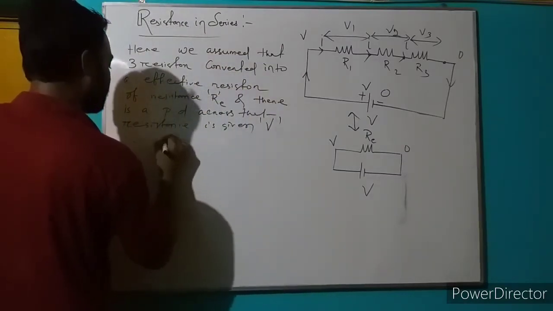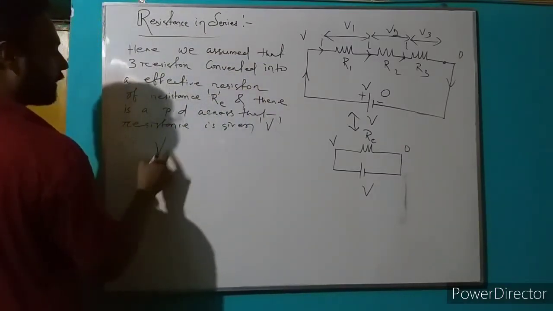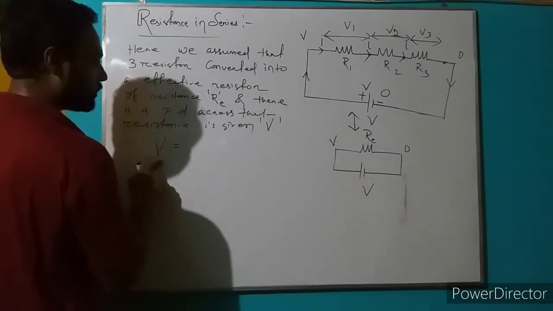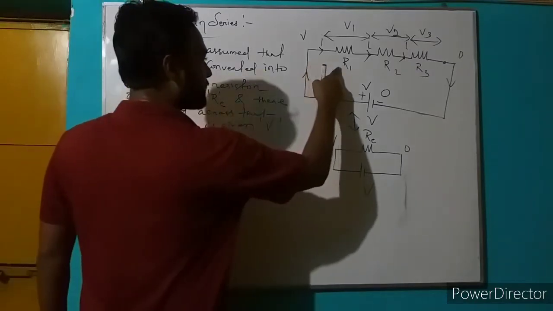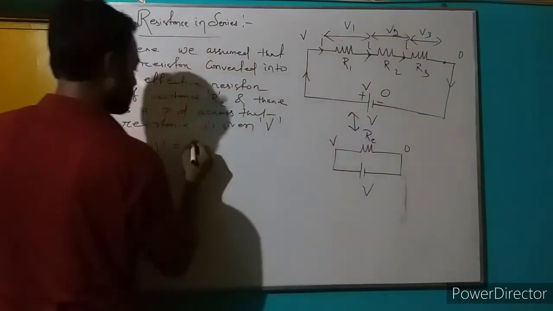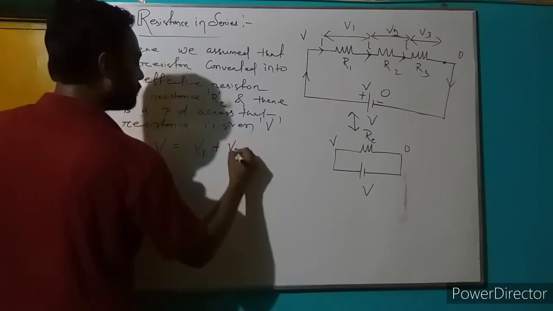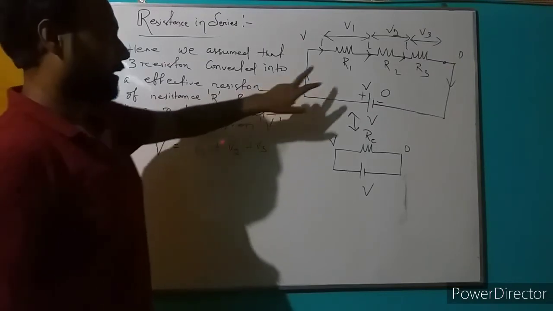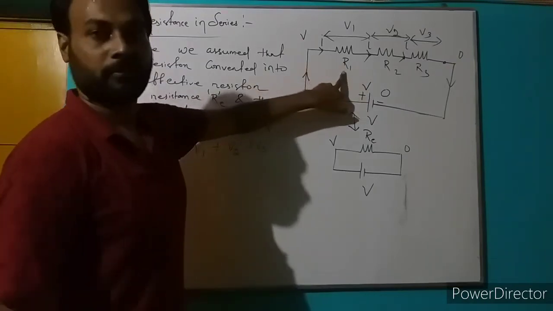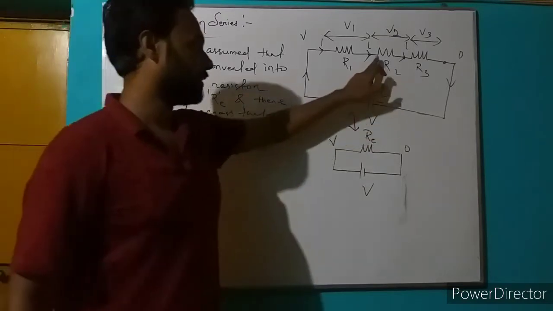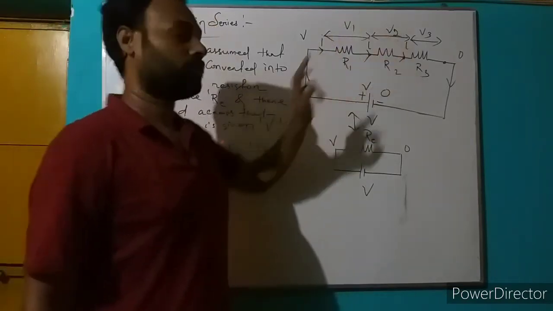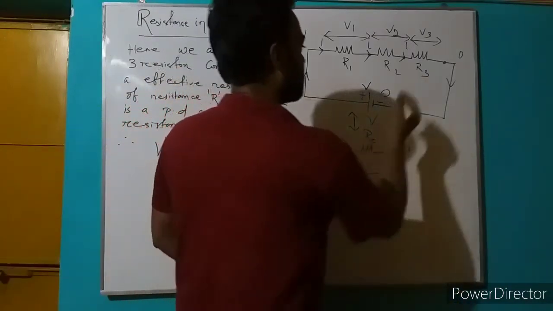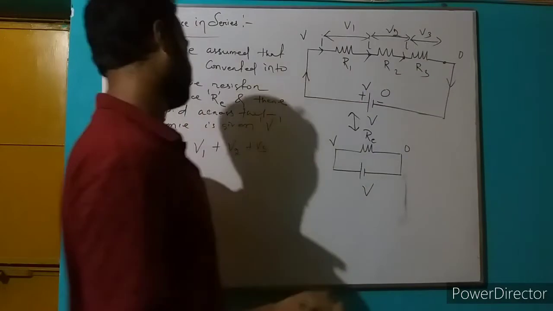Therefore, the net effective potential across the effective resistor is equal to the potential across each resistor, that is V1 plus V2 plus V3. V1 is the potential difference across resistor number 1, V2 across resistor number 2, and V3 across resistor number 3, and they are added.